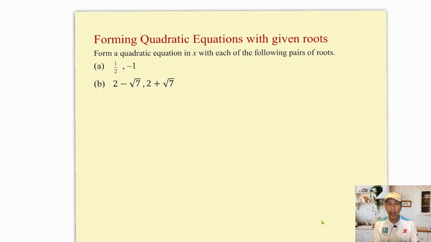Okay, so in part A, we are given two roots, 1/2 and -1. We are required to write the quadratic equation whose roots are 1/2 and -1. This part should be quite familiar because we have done this type of calculation in the previous episode. So we try to finish it as quickly as possible.